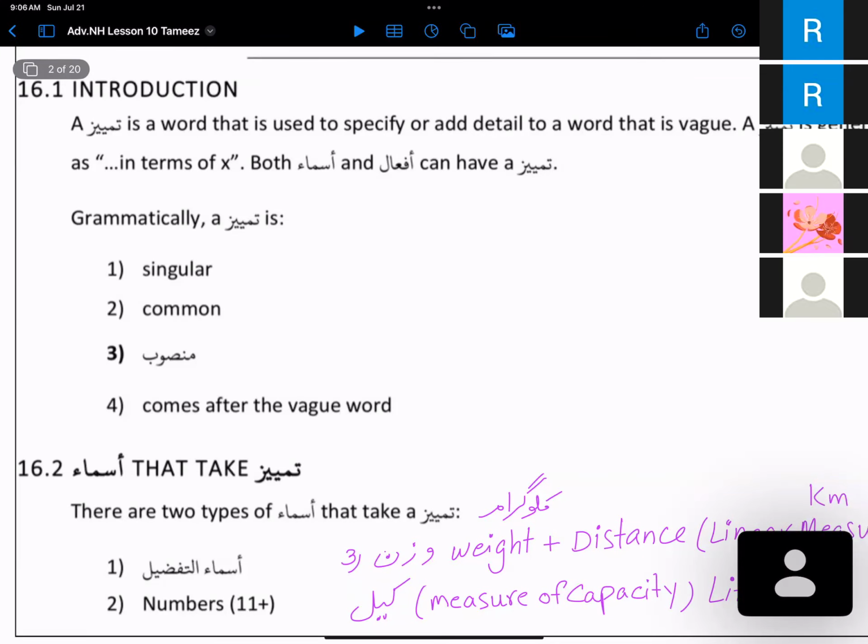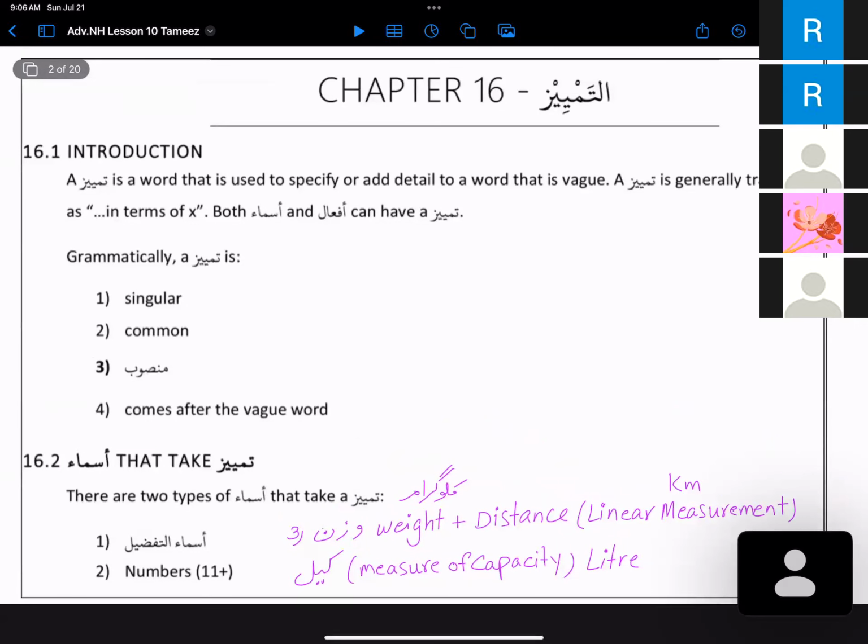Sometimes we are scaling some weight, or we are measuring some liquid things, or distance, right? Kilometer. So all these, I should say, the scales of measurement, they also need some clarification. For example, if I say I drank a liter, you're going to ask me, what did you drink? Liter is ambiguous. So liter of, then I'm going to say, okay, liter of Rooh Afza or milk or lassi, whatever I'm going to say. So we need something after that.